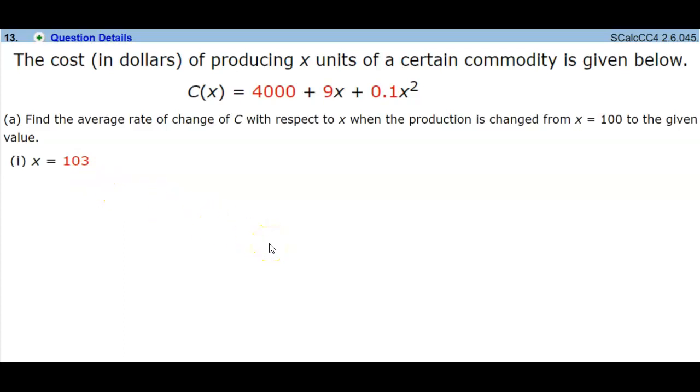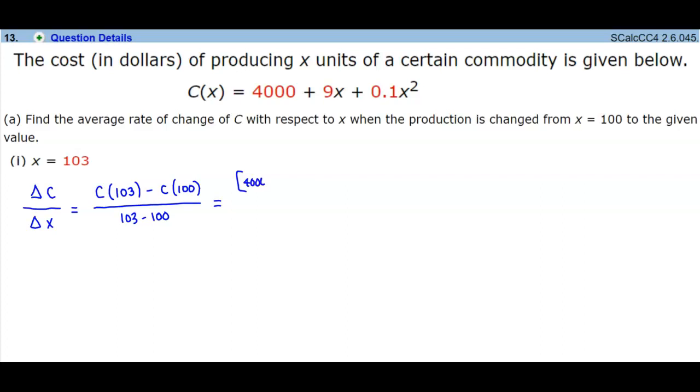So what we want to do is find the change in the cost in dollars over the change of units produced in X. So we want to find C of 103 minus C of 100, divided by 103 minus 100. So therefore, in the first one, we're going to use 103 as the input of that function.